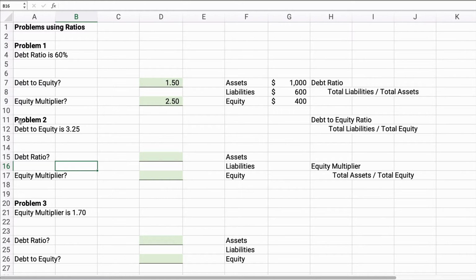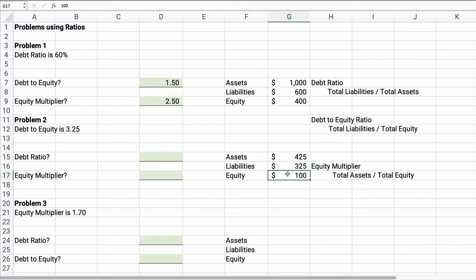Okay, problem 2. Let's say the debt to equity is 3.25. Well, what's the debt ratio and what's the equity multiplier? Well, let's just make something where this is true. Debt to equity. So our debt, let's make our equity 100. And what would our liabilities be? Well, our liabilities would be 100 times 3.25. So it would be like 325. And our assets would be the total of those two, which is 425.